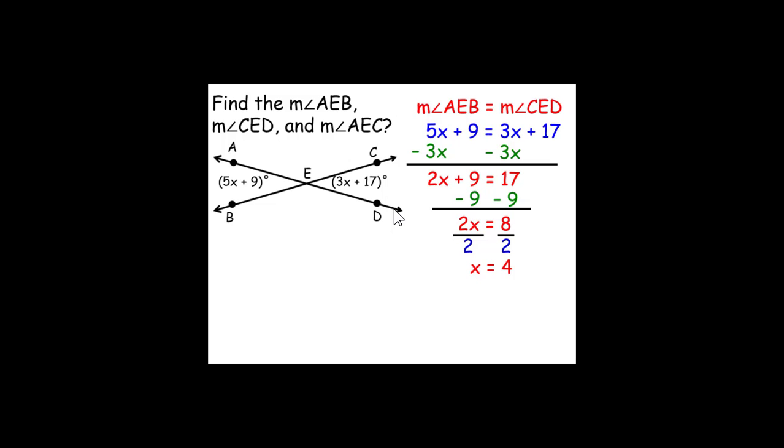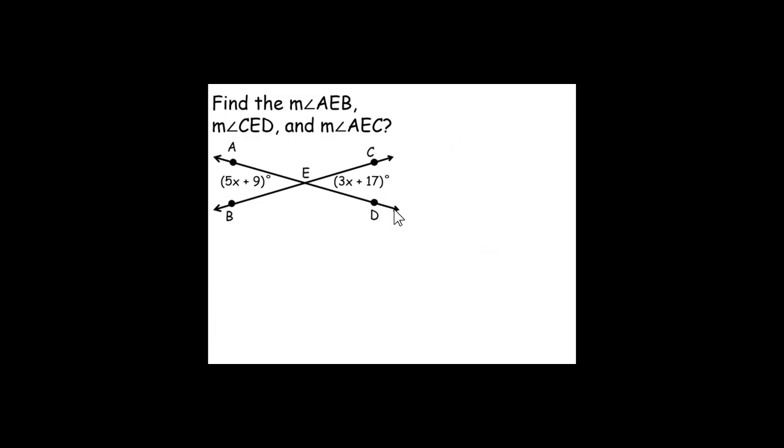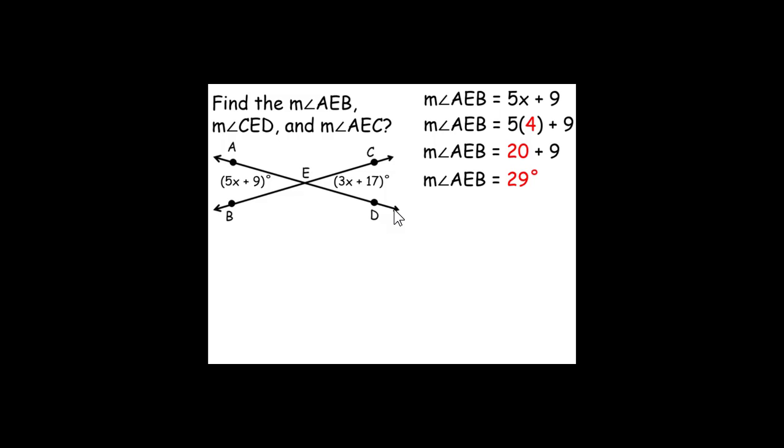Now I can evaluate my answer. We will substitute 4 in for x, multiply, and add. If the measure of angle CED is 29 degrees, the measure of angle AEB will also be 29 degrees. Let's check. Substitute 4, 20 plus 9 is 29 degrees.